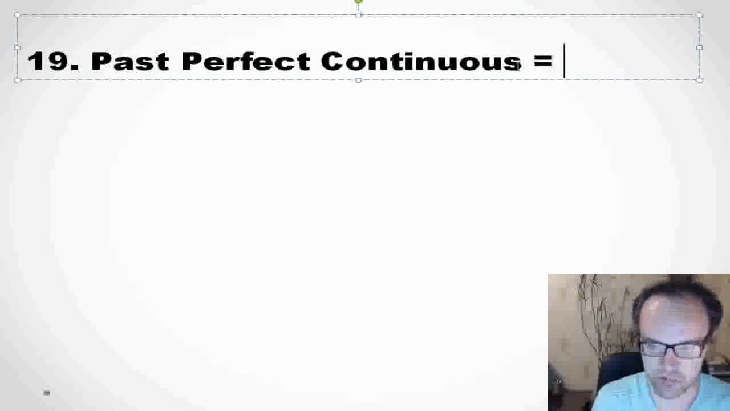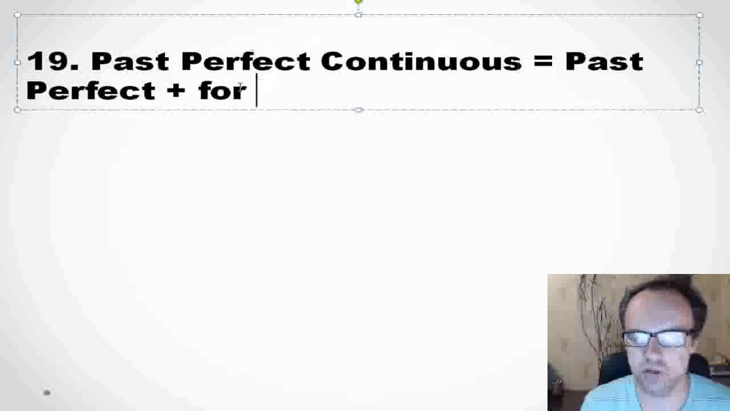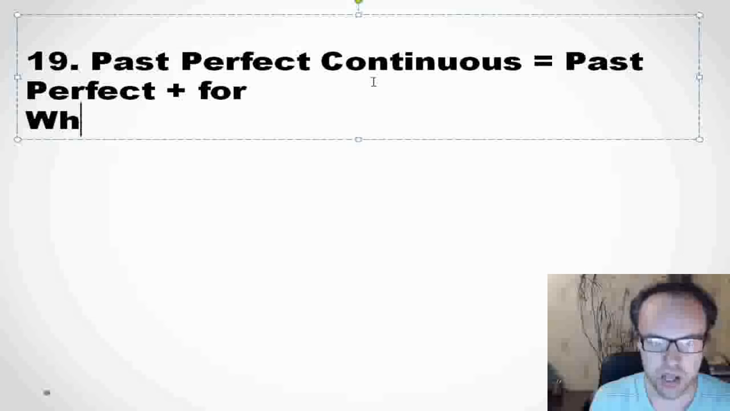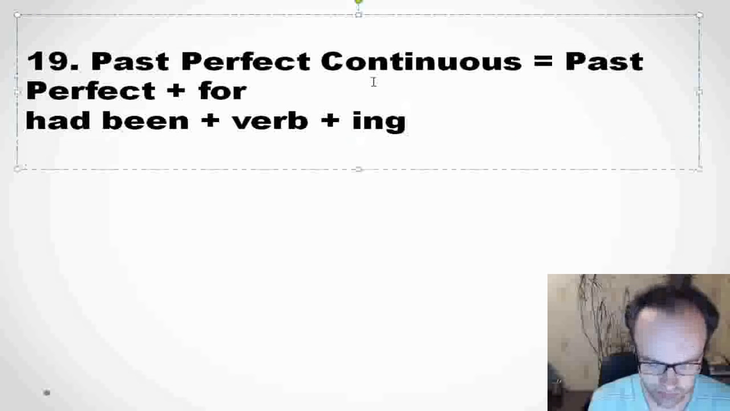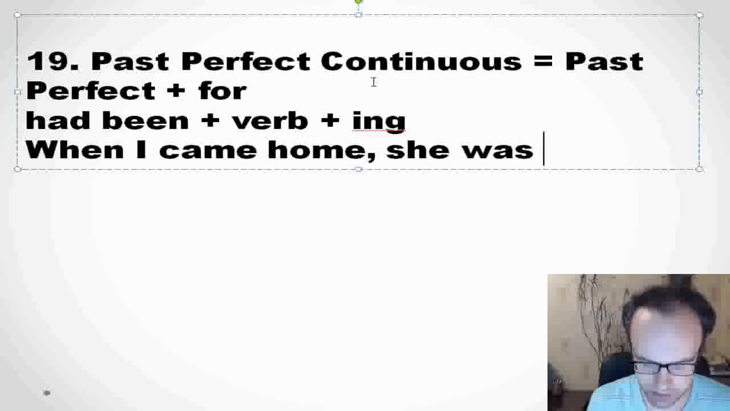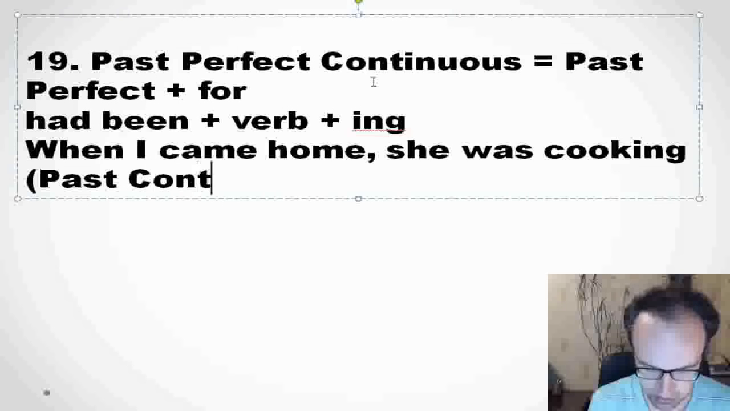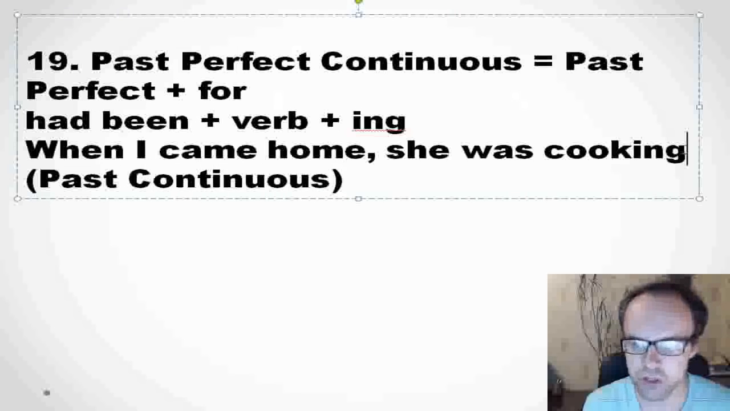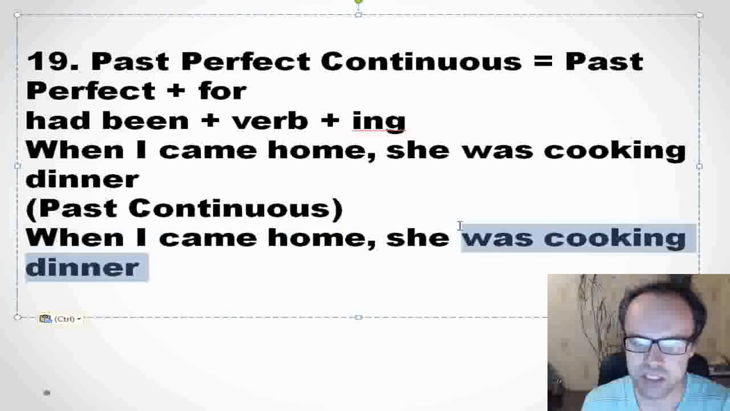So what is past perfect continuous? It's past perfect plus "for". If you have "for" in the sentence and it's about past perfect, you need to use past perfect continuous. We form it this way: had been plus verb plus ing. Look, when I came home, she was cooking dinner. You see it's past continuous.